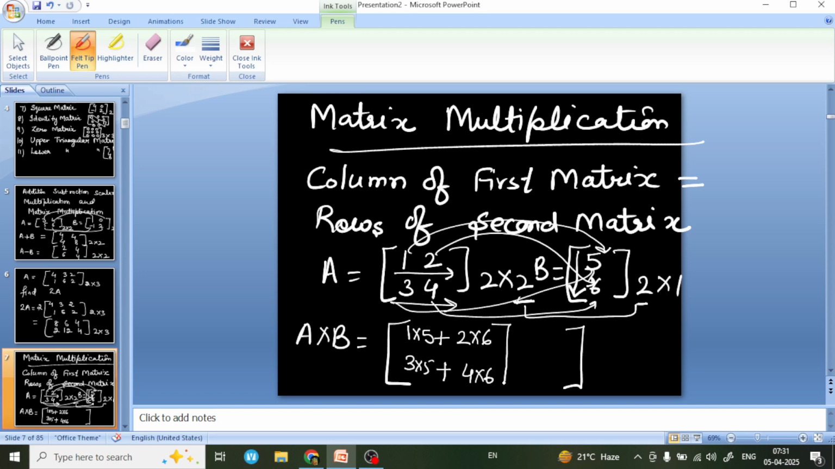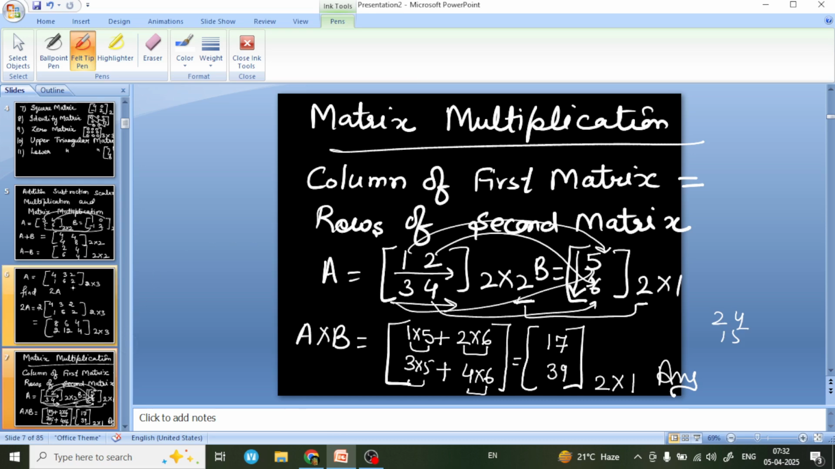You can see the output will be: 5 ones are 5, 2 sixes are 12, 12 and 5 is 17. 3 fives are 15, 6 fours are 24, 24 plus 15 is 39. The answer will be 2 multiply 1. This is matrix multiplication.